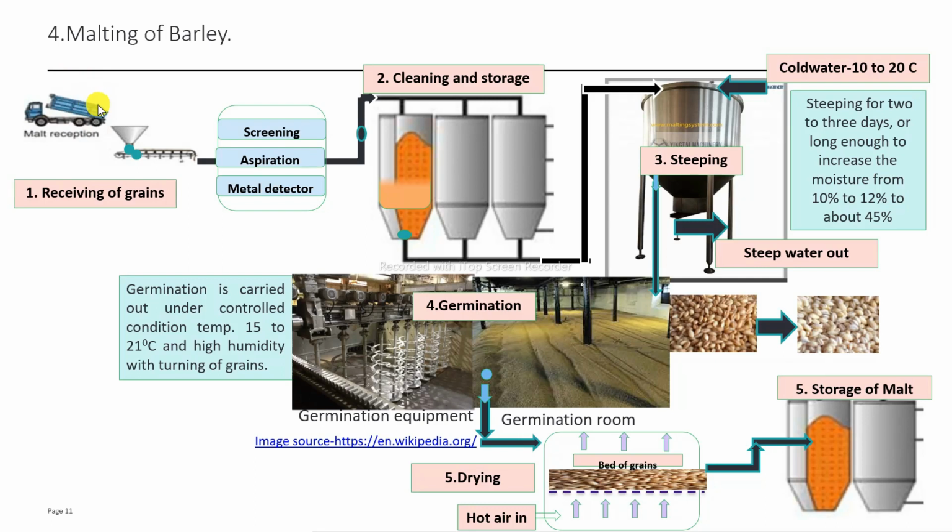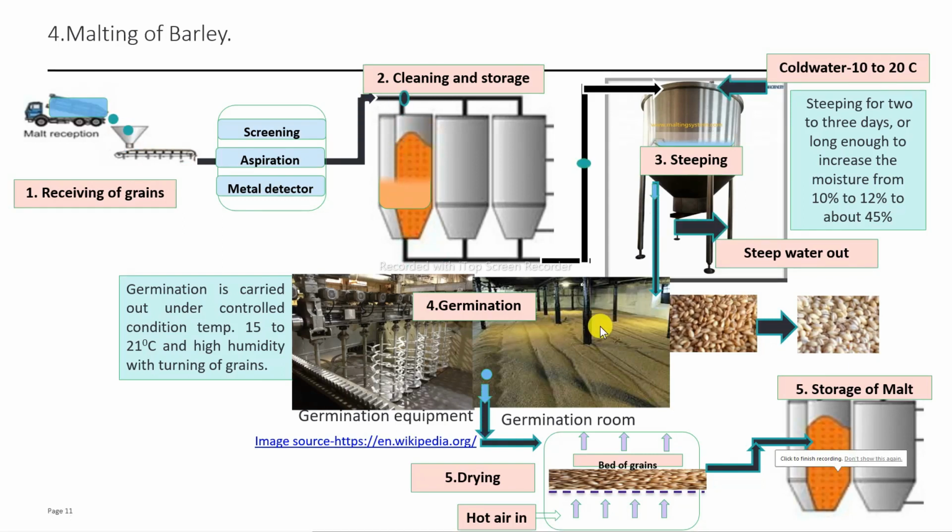In processing, the first step is the cleaning process, in which screening, aspiration and metal detectors are used, and all these unit operations are carried out. Whatever physical contaminant particles are present are removed. After cleaning, the next step is storage of the grains. The grains are stored in silo bins.